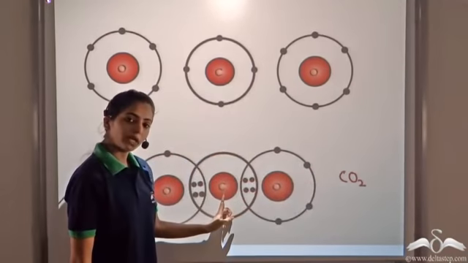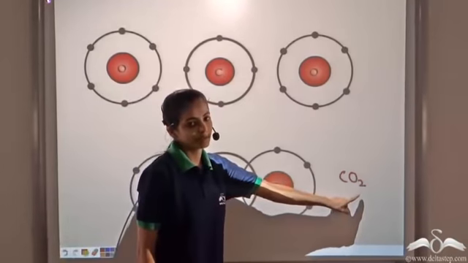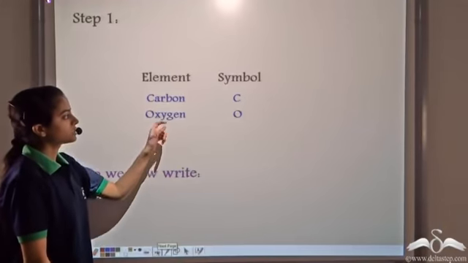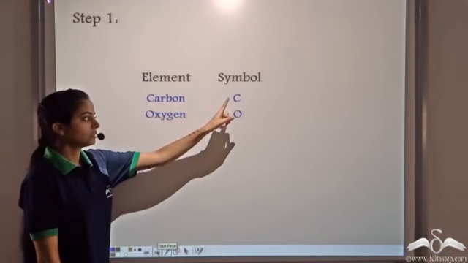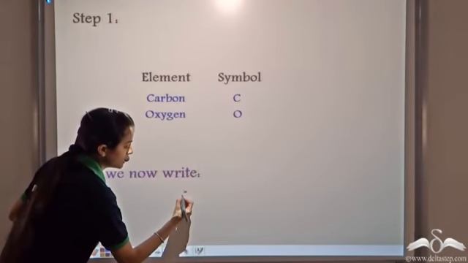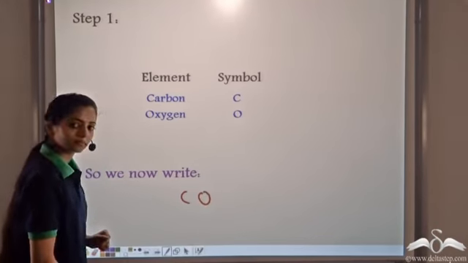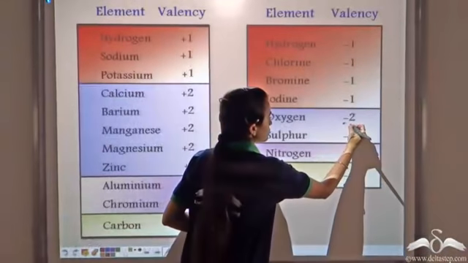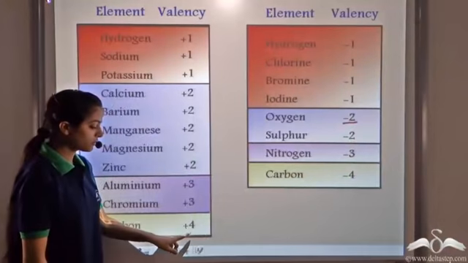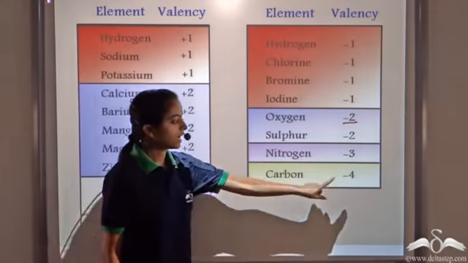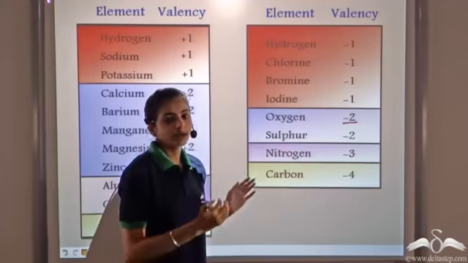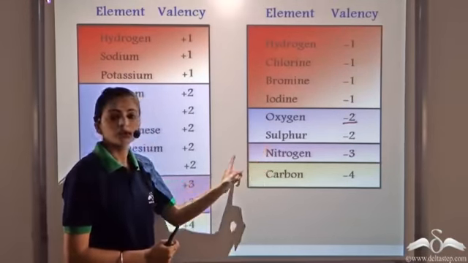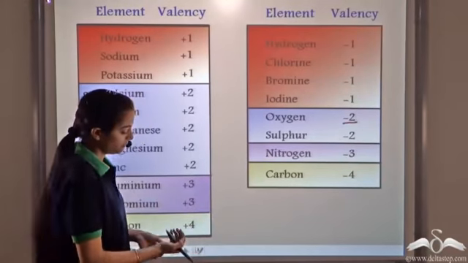This shows there is only 1 atom of carbon and there are 2 atoms of oxygen. Now let's try to find its formula by the other method. We write the element names and their symbols. Write the symbols next to each other. Check their valencies. The valency of oxygen is -2. The valency of carbon is both +4 and -4. We know that while writing the formulae, we need one positive ion and one negative ion. So which valency do we take in this case? We take +4.